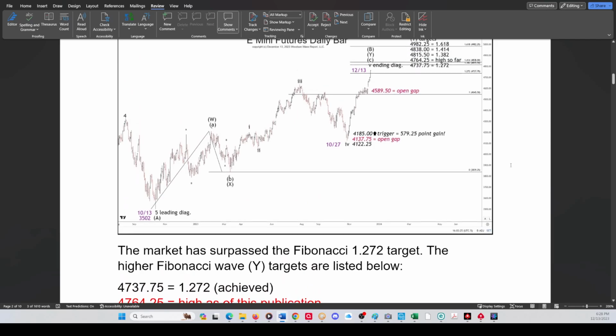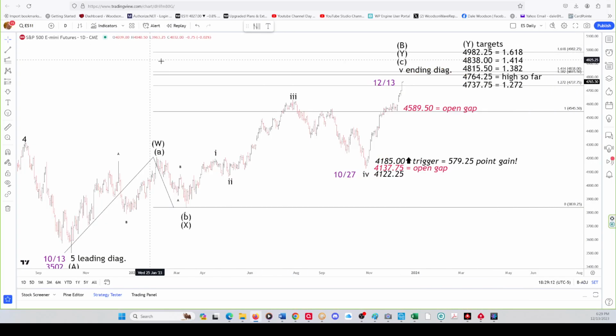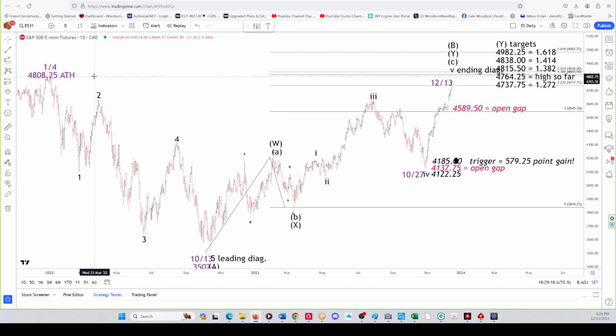Okay, so we'll see how far this goes. There's our higher targets for the wave Y, and obviously that would move the wave B higher. Well, when it goes over that other high of 48, I think it was 48.08 in the E-minis. Let's look at that just to be sure. Let me get here to the daily. Yeah, 48.08 back there. Okay, this B can make a higher high than the start of A.